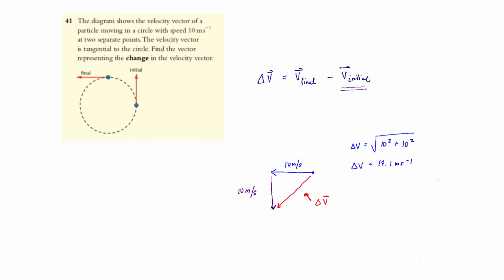And so from here, if we're gonna get the angle, theta is arctan of 10 over 10, and from this we're gonna get 45 degrees. Arctan of 1, that would be 45 degrees. And so this one is 45 degrees below the horizontal, and then the velocity is 14.1. The change in velocity, that would be 14.1 meters per second.